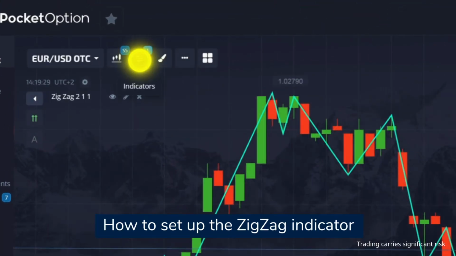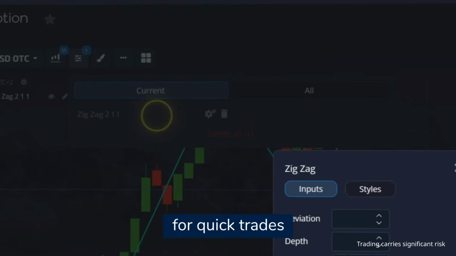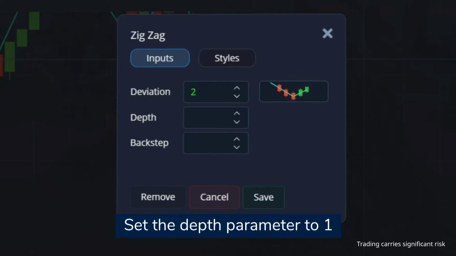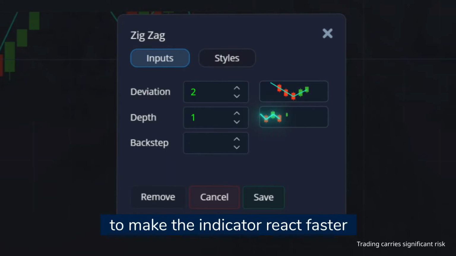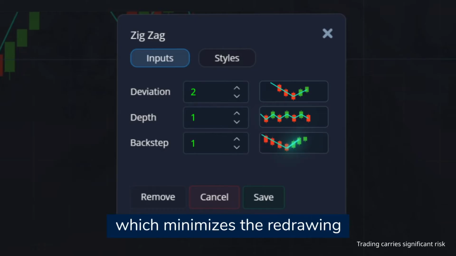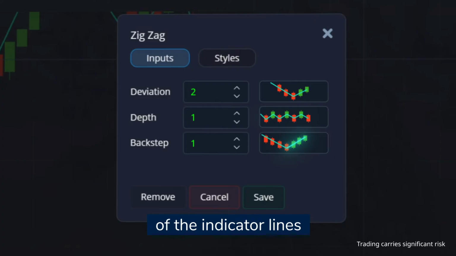How to set up the ZigZag indicator for quick trades. Set the deviation to 2 to track minor but important movements. Set the depth parameter to 1 to make the indicator react faster to price changes. The backstep parameter should be equal to 1, which minimizes the redrawing of the indicator lines.